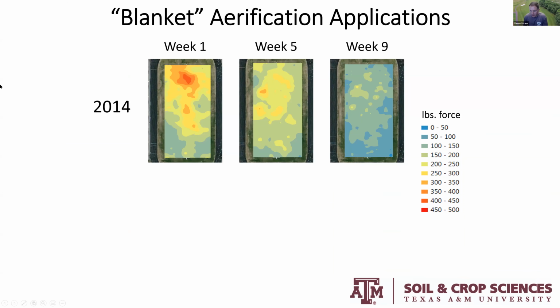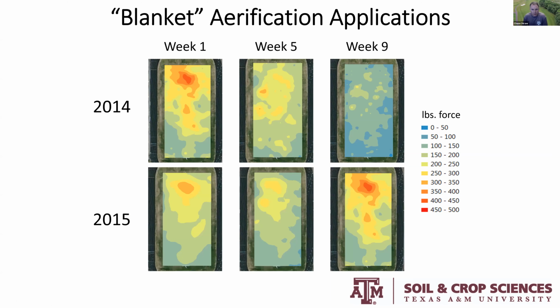Blanket aerification applications, I won't go into too much depth. This is the same football field. We collected data every week during a football season on a native soil, natural grass field. This is penetration resistance, so the amount of force that it takes to penetrate into the surface, which is an indication of soil compaction. Kind of going back to my point about soil moisture, especially on a native soil.